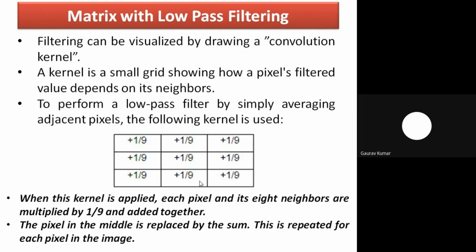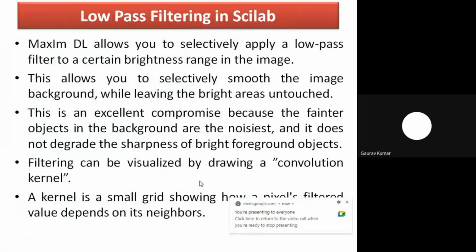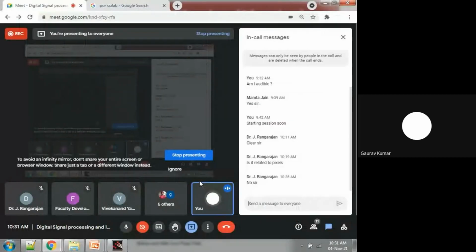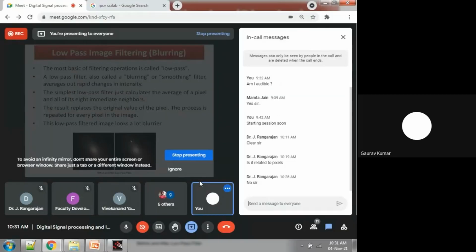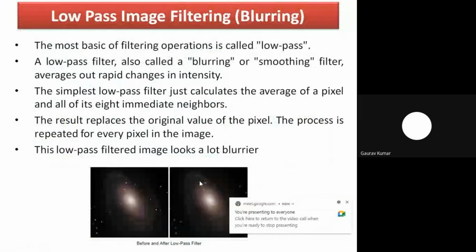What is camera calibration? Kindly write in chat, what is the meaning of camera calibration? Why is it used? If you don't know, simply write don't know, not aware. This is low pass filtering. What is the meaning of camera calibration and its applications? Where do we use it? Any idea? Low pass filtering or high pass filtering?